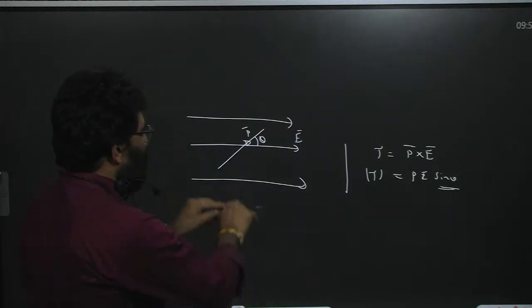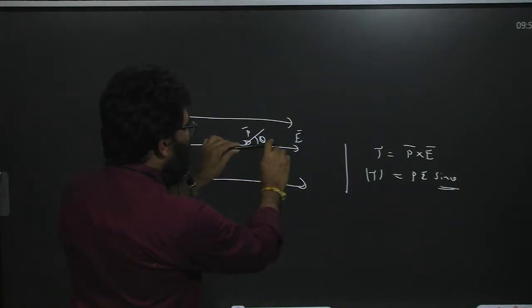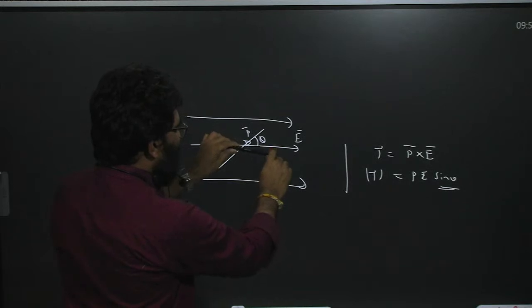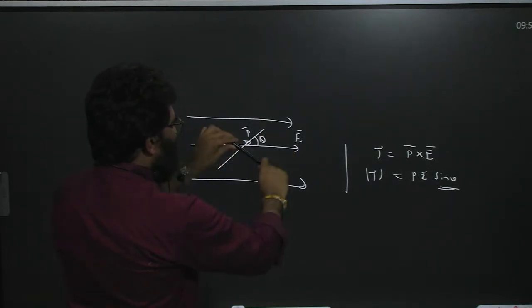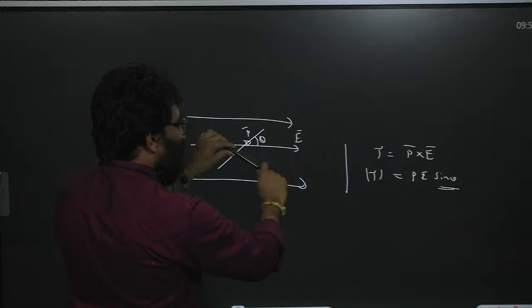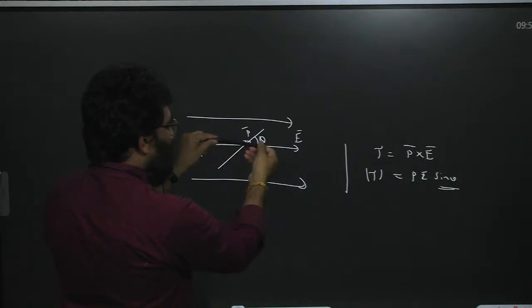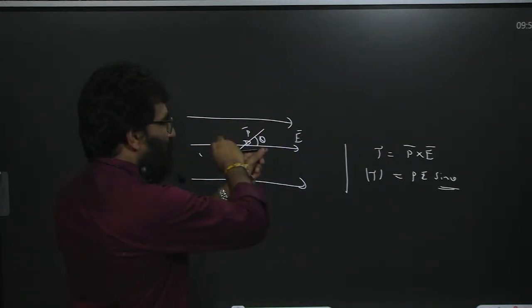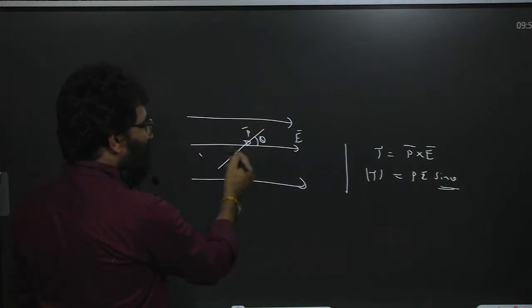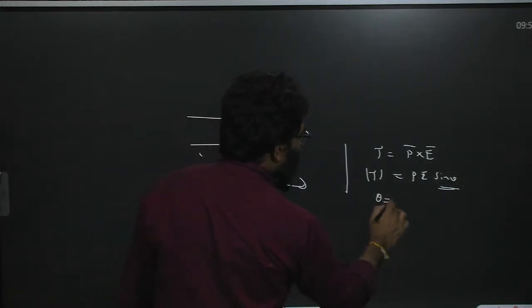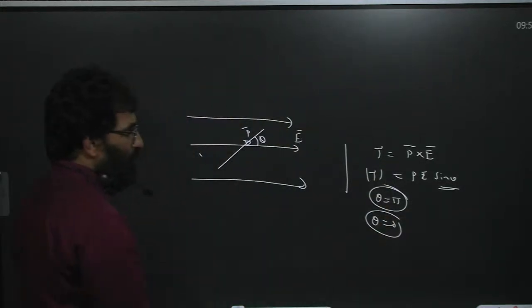Suppose both are in the same direction and we displace the dipole by a small angle. It will oscillate about this position, so that is called the stable equilibrium condition. When they are in the opposite direction and displaced, it will not come back to the equilibrium position; it is unstable. So when the angle between them is 180 degrees, theta is pi, it is unstable equilibrium. When theta is equal to 0, it is stable equilibrium.